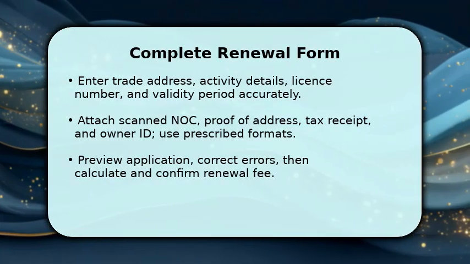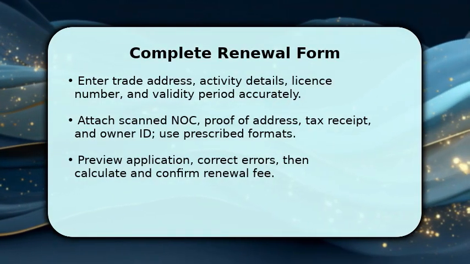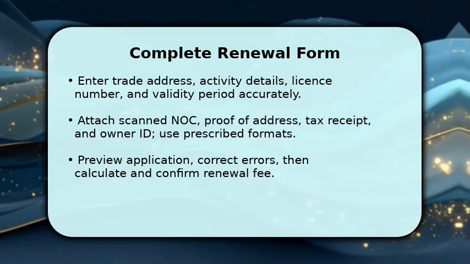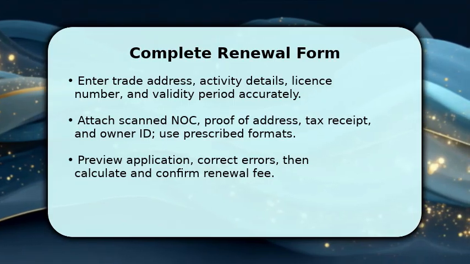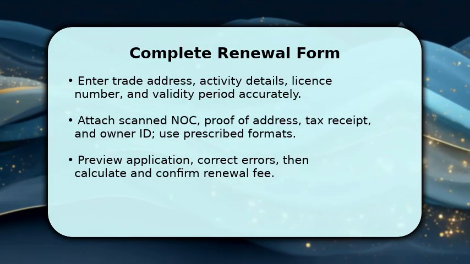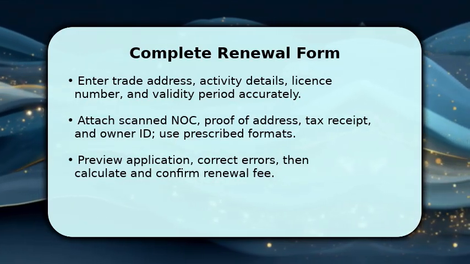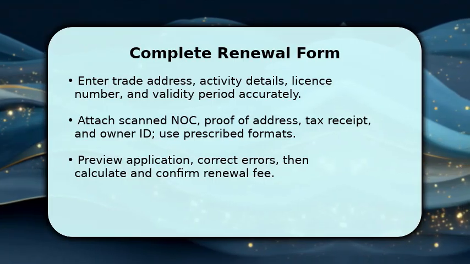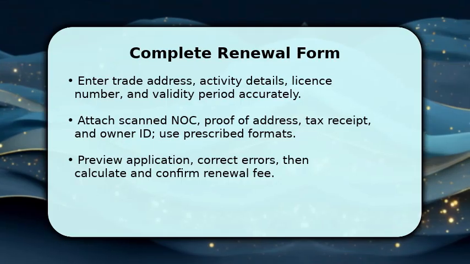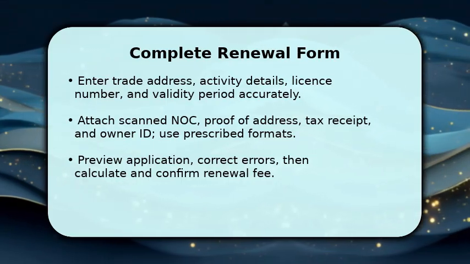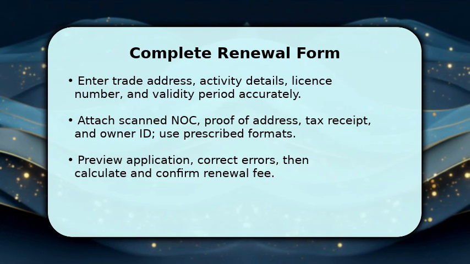Now you fill the renewal form carefully because errors trigger rejections. You will enter trade address, activity description, existing license number, and proposed validity. Use exact names as on documents. Once done, attach NOC or consent if required, the latest property tax receipt, and owner ID in the formats accepted. Preview the application to correct typos and then use the fee calculator shown on screen to confirm the renewal amount. This reduces back and forth and speeds up verification.